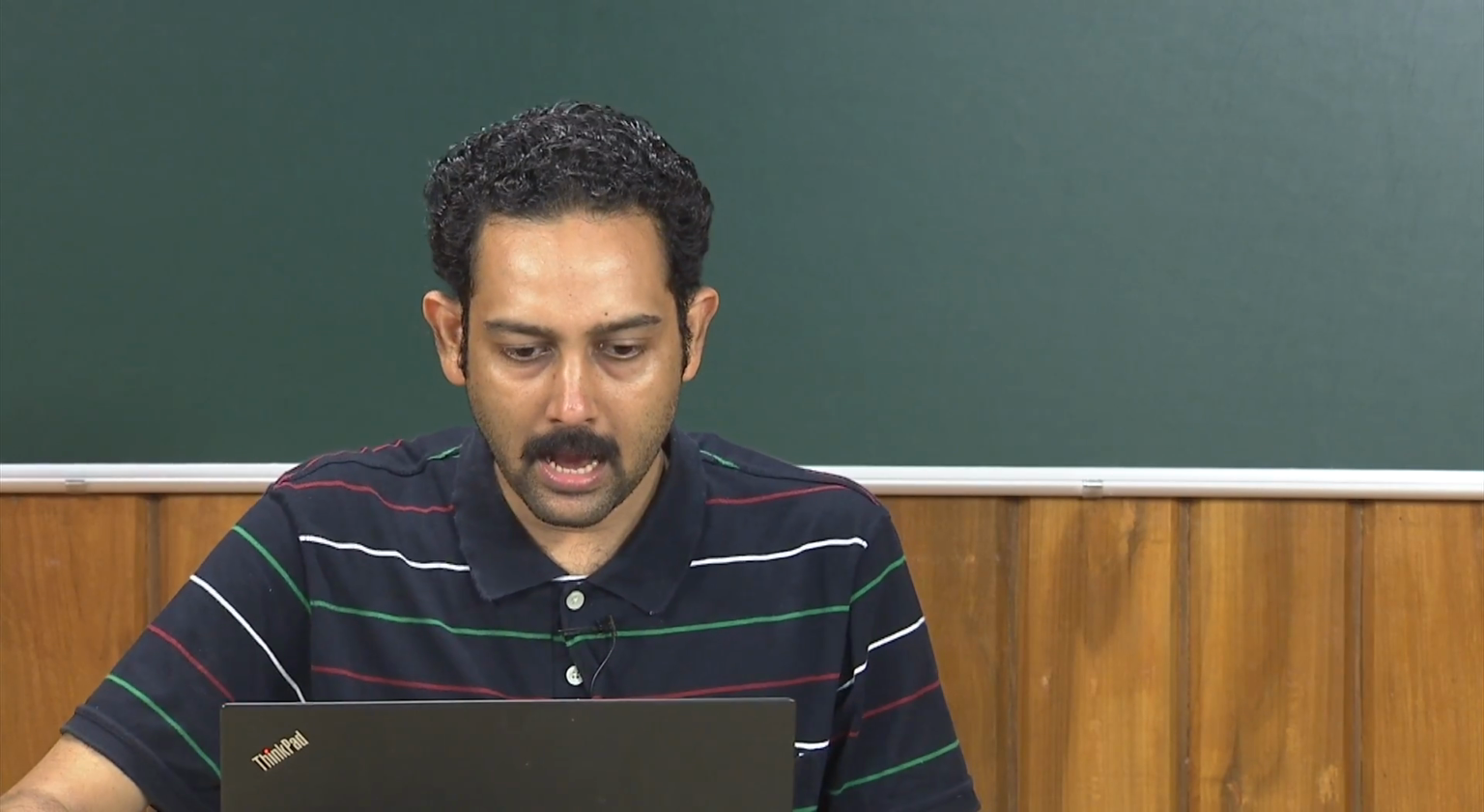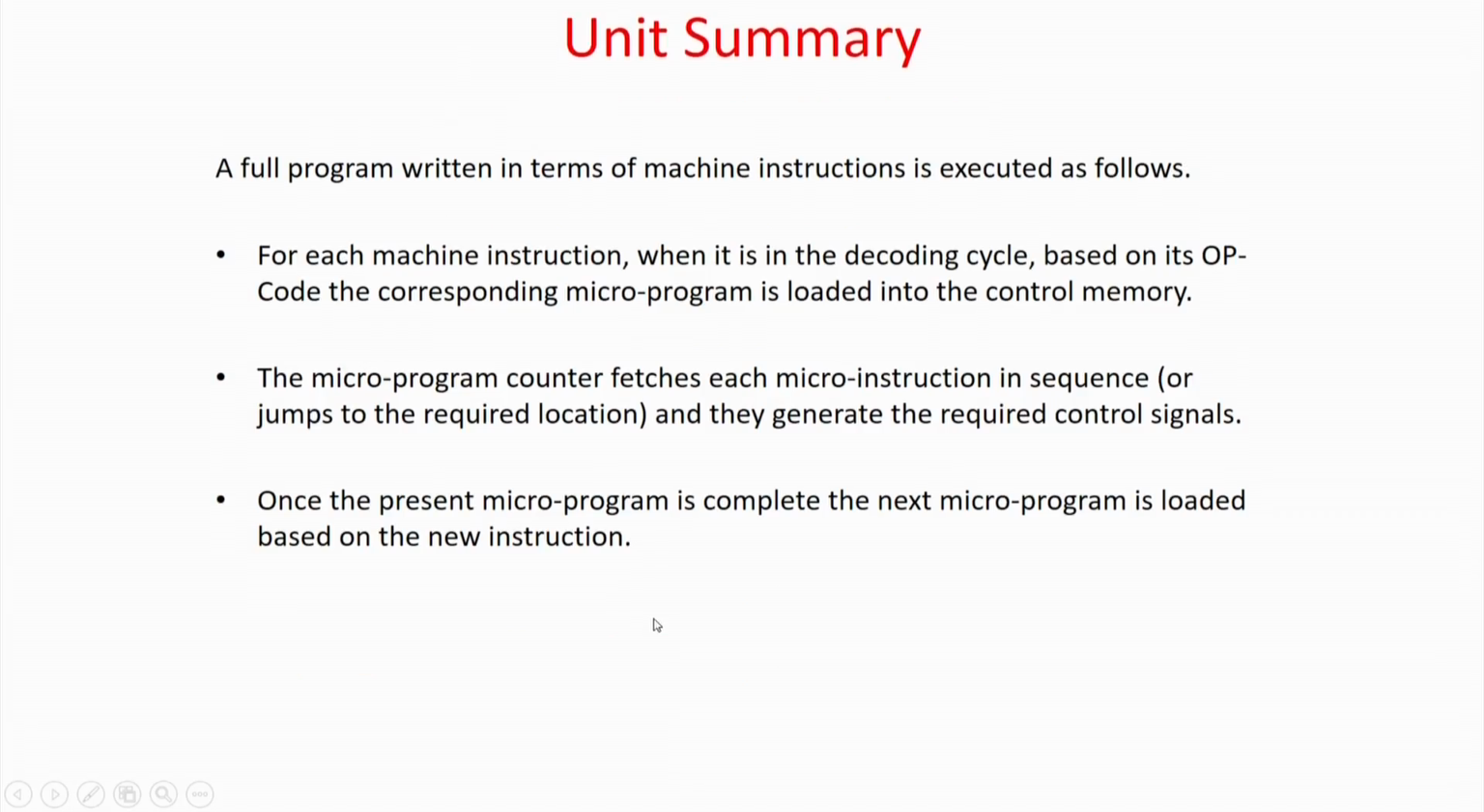So, this is the part we are going to cover, and then as the pedagogical method, we will see the summary of this unit. One of the main emphases is a full program: the idea we will get is how one after another the macro instructions are executed in terms of micro instructions when it is a microprogram concept. A full program is written in terms of machine instructions, that is the macro program, so how is it executed?